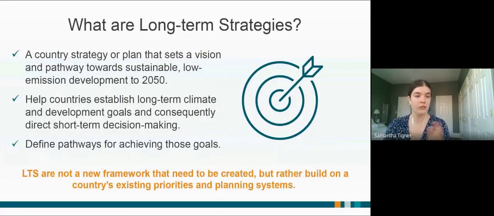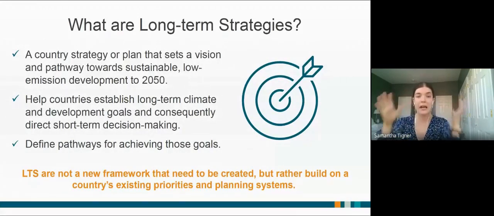All right. So you saw this slide on Monday. So just as a reminder, we introduced what long-term strategies really are. These are country strategies or plans that set out a broad vision and a pathway towards sustainable low emission development to 2050. And one thing I want to clarify is that these don't necessarily need to be titled or called long-term strategies or LTS, but these types of elements and objectives can just be incorporated into national level policies or strategies. So these types of strategies or plans are helping countries establish long-term climate and development goals.